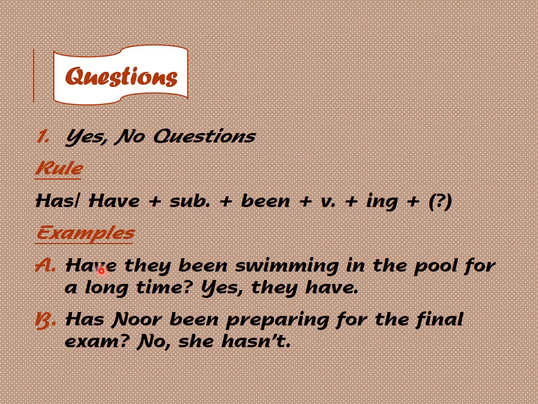Both of them begin with the auxiliaries, have here and has here, followed by the subjects. Here we have they, and the second one we have Noor. Then been, the verbs swim and prepare, adding ing to them, and the complement of the questions. And look at the answers. Here we have yes, they have. Here we have negative: no, she hasn't.